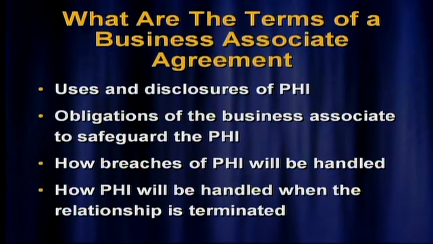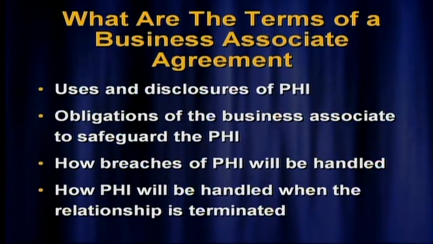These agreements also spell out how breaches are going to be handled. So for instance, it'll say if a particular business associate becomes aware of a breach, they have to let us know at the department within a 5-day period and that type of thing. So how those breaches are handled are very important. And then finally, how PHI will be handled when the relationship is terminated.